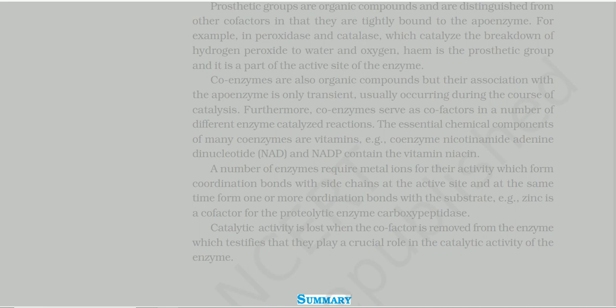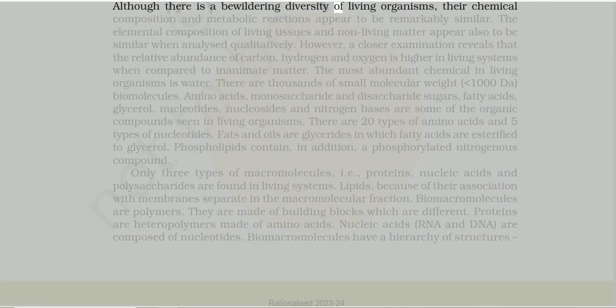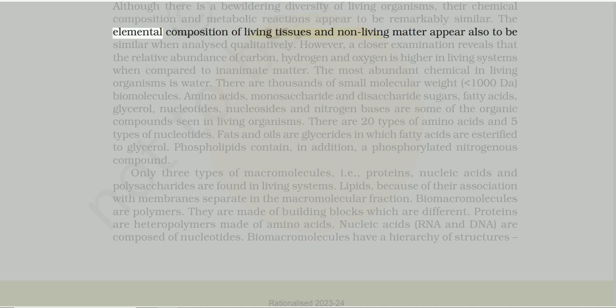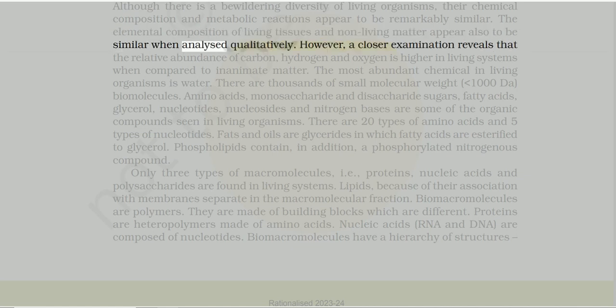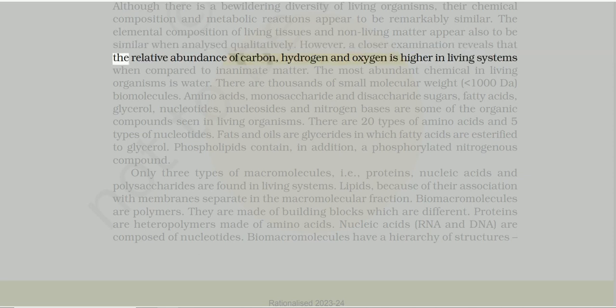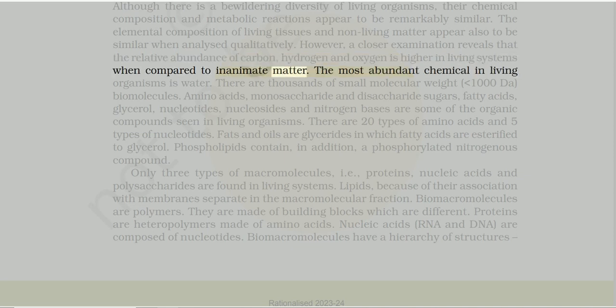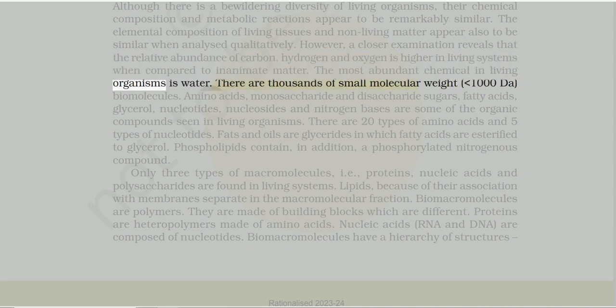Summary. Although there is a bewildering diversity of living organisms, their chemical composition and metabolic reactions appear to be remarkably similar. The elemental composition of living tissues and non-living matter appear also to be similar when analyzed qualitatively. However, a closer examination reveals that the relative abundance of carbon, hydrogen and oxygen is higher in living systems when compared to inanimate matter. The most abundant chemical in living organisms is water.